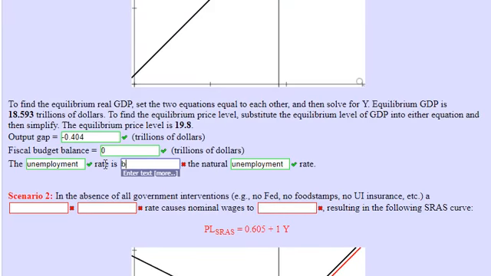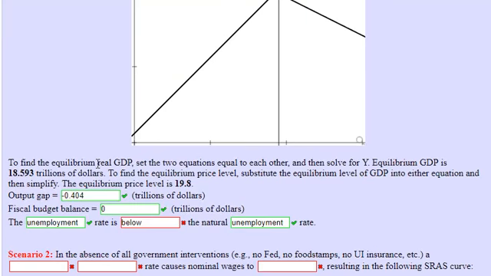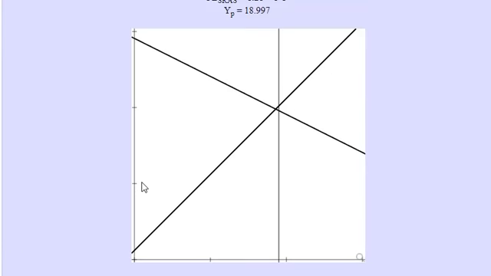Is below, we'll try below. Oh, sorry. Let me go back. Make sure I get this right. GDP is less than potential, right? GDP is here and potential is here. So GDP is less than the potential GDP level or full employment level. So that means unemployment is greater than the natural rate.